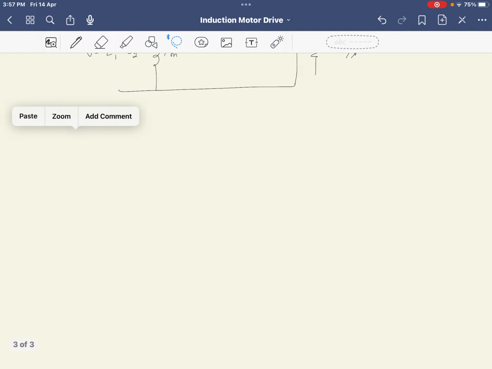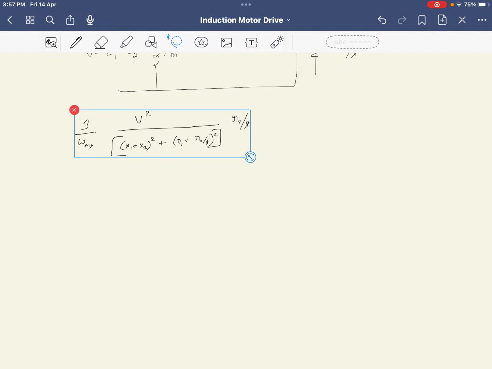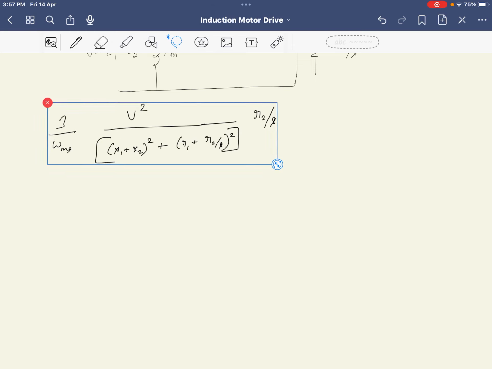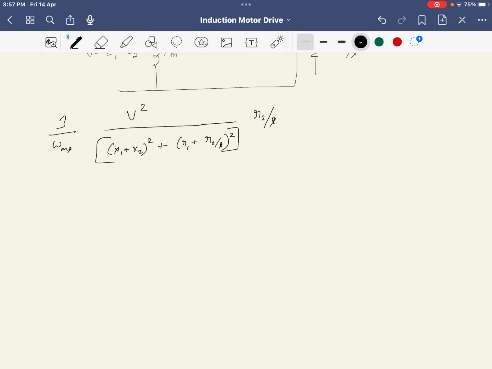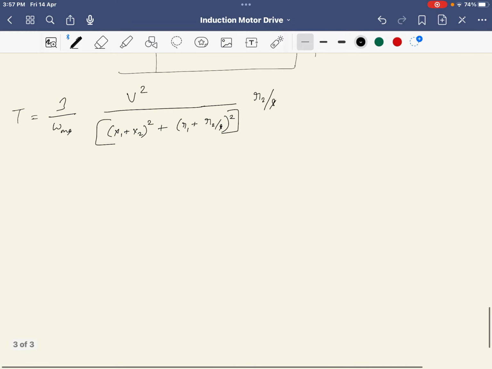And we will keep this expression over here. This is our expression for the torque, right? So this is the torque expression. Once we get the torque value, now we have got the equivalent circuit and the torque equation. Then we find that the variable term here is the slip S.